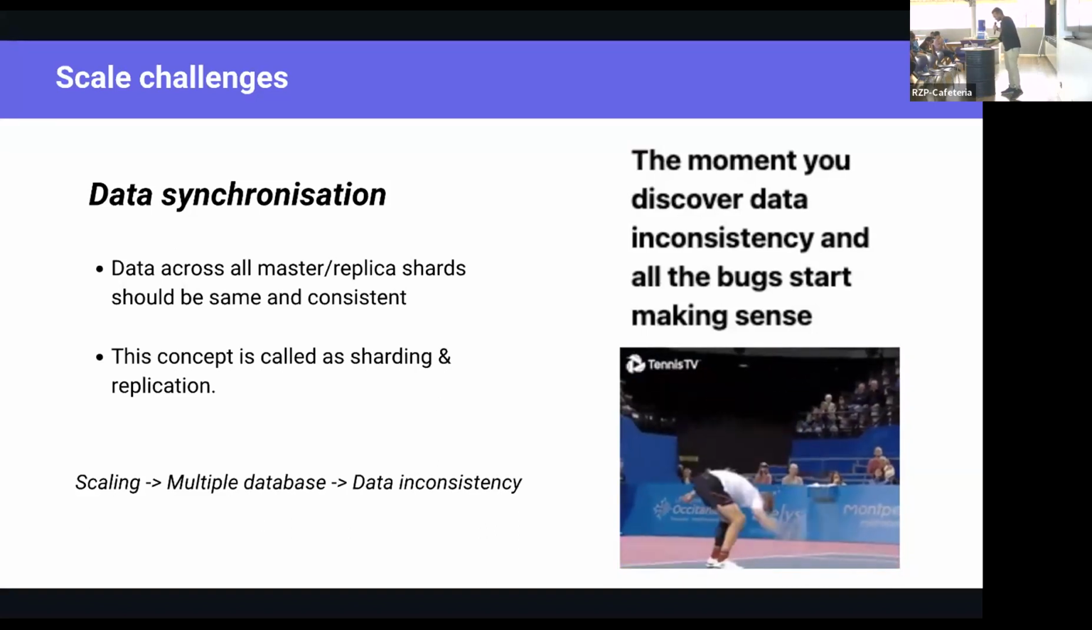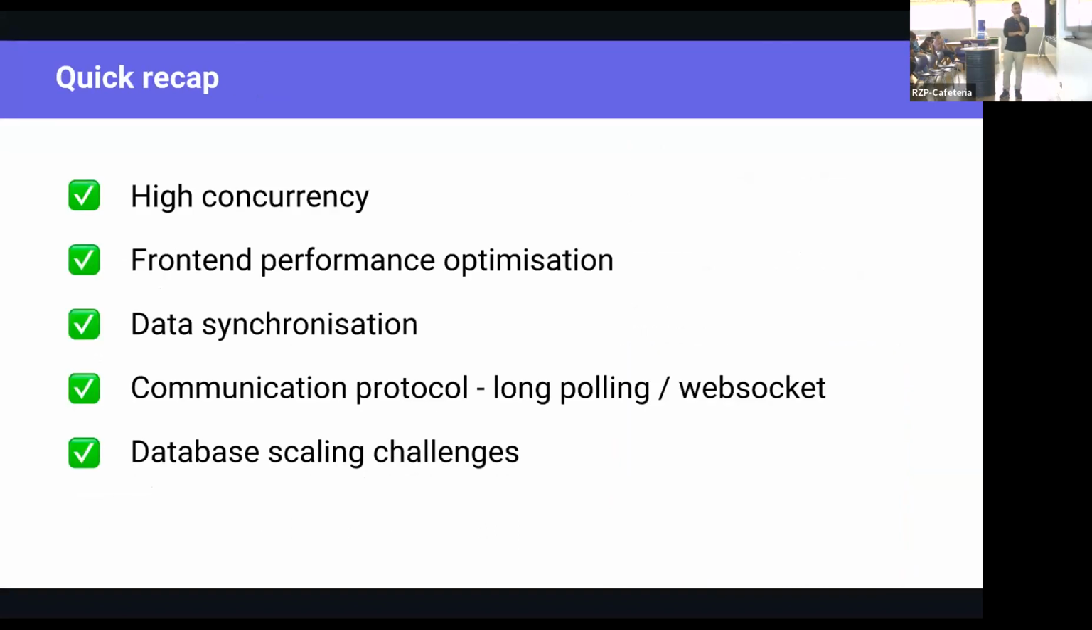So, a quick recap. High concurrency is the issue we have to face. You have to scale your system accordingly if a lot of users are coming and joining at the same time.